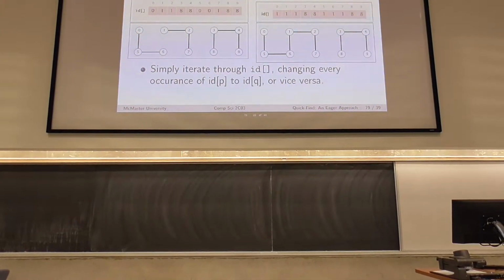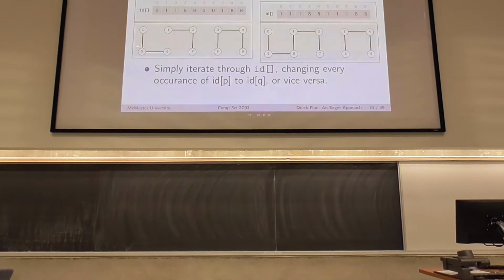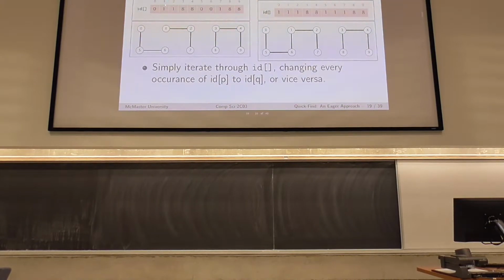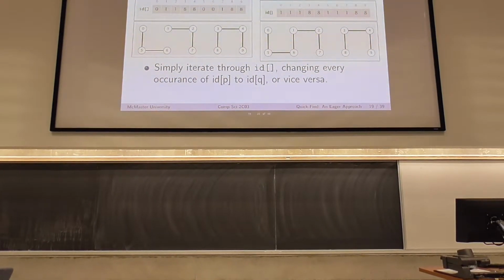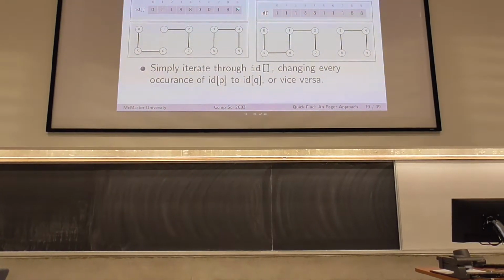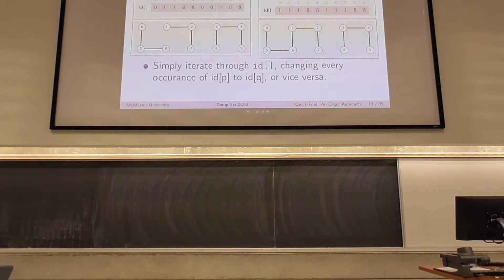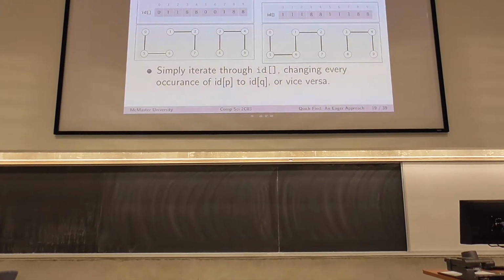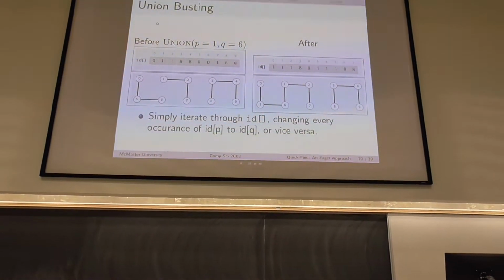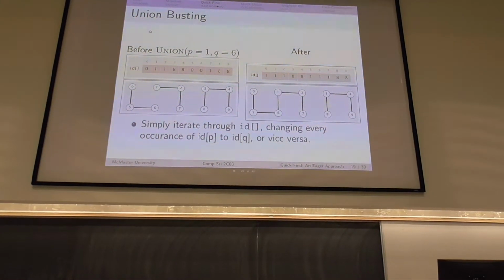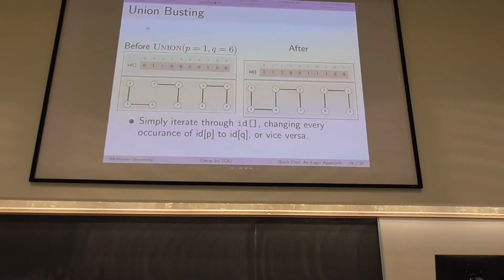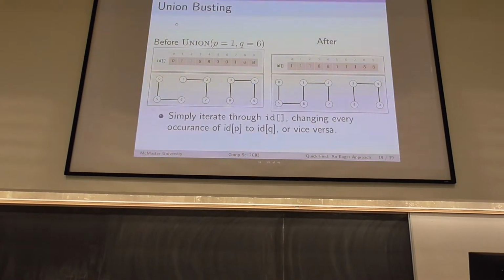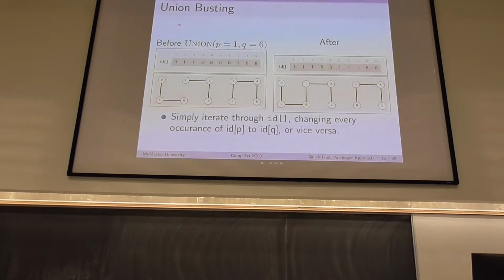If we're connecting 1 and 6, we examine 1, we examine 6, we've got component IDs 1 and 0, right? We need to trace through the whole array, changing every 0 to a 1, or changing every 1 to a 0. At this point, for the quick find algorithm, it is an arbitrary decision whether you're changing 1 to the first or the first to the second. It doesn't matter, it doesn't affect anything, right?